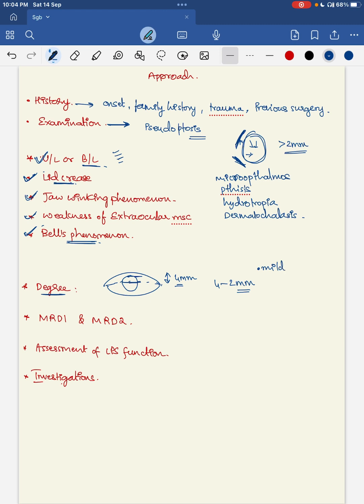Mild is 2 millimeters, moderate is 3 millimeters. It's consecutive numbers. Severe is 4 millimeters. That's a simple test using a scale. Now, MRD. What is MRD? Margin reflex distance. It's very simple.